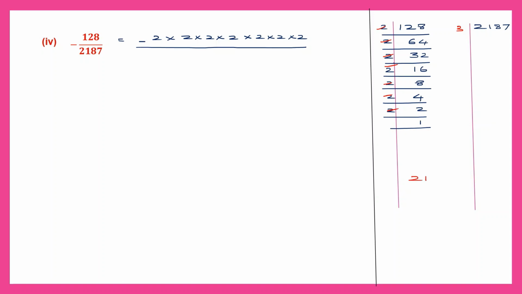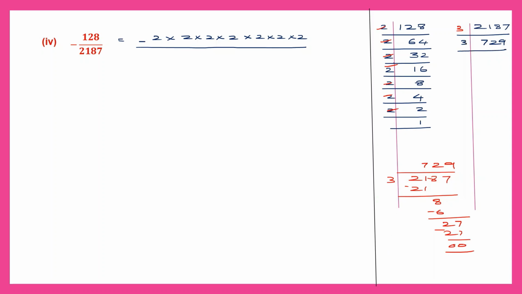2187 divided by 3. 3 sevens are 21 minus, then we bring down 8, 3 twos are 6 minus, bring down 7, 27, 3 nines are 27. So this is 0. That means 3 into 729. So we can write 729. Is this divisible by 3? Let's add it up. 7 plus 2 is 9. 9 plus 9 is 18. Yes. So we can divide this again by 3.